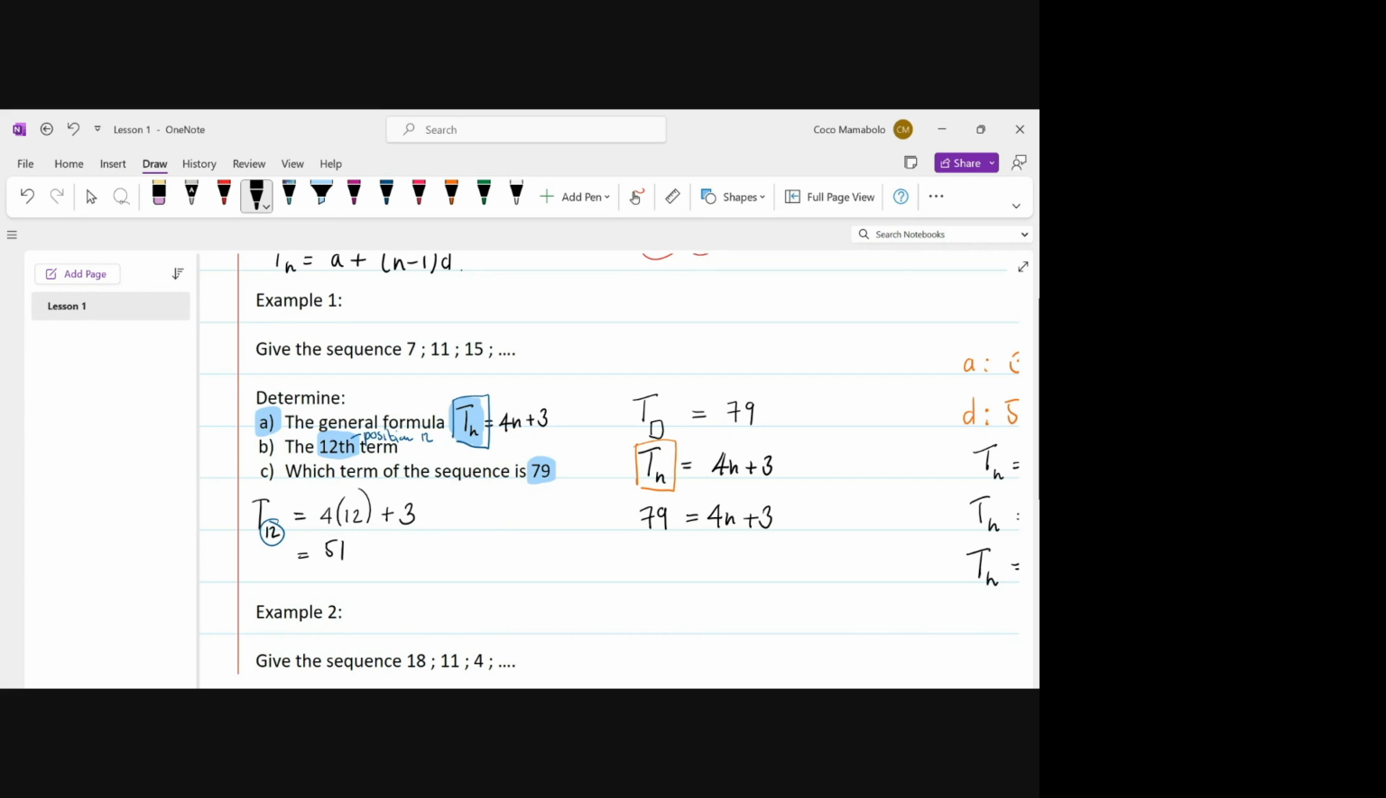I would move the 3 to the other side, saying 79 minus 3. Good, which is 76. So then you'd say 76 equals 4n. Then you divide by 4 on both sides. Good, divide by 4, divide by 4. Therefore, n is equal to? 19. Is equal to 19.